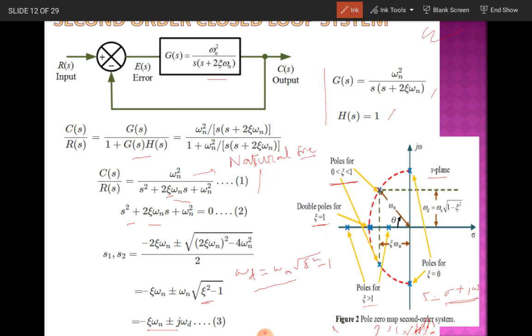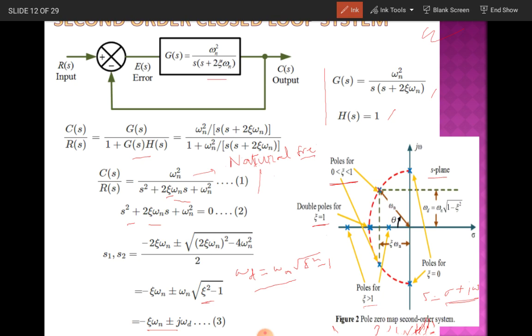So there are different cases of pole locations in the s-plane. One case is varying delta from 0 to 1. The second case is delta equal to 1. And the third case is delta greater than 1. These are the three important cases we will study.